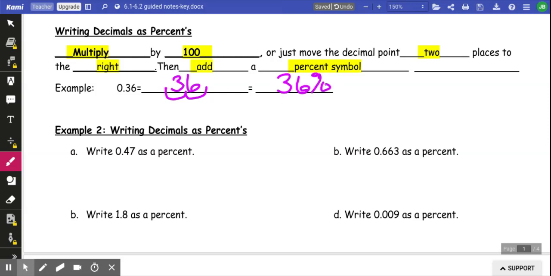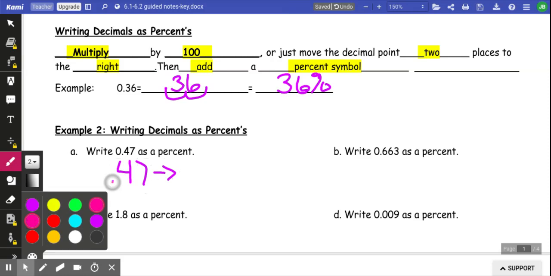Okay, let's look at writing these four decimals into a percent. Okay, we have 0.47, or 47 hundredths. We are going to turn that into a percent. So I'm going to move my decimal point to the right 2 places, and I get 47%. Don't forget to add that percent sign.